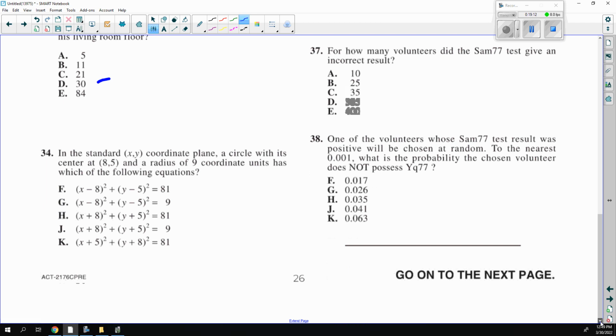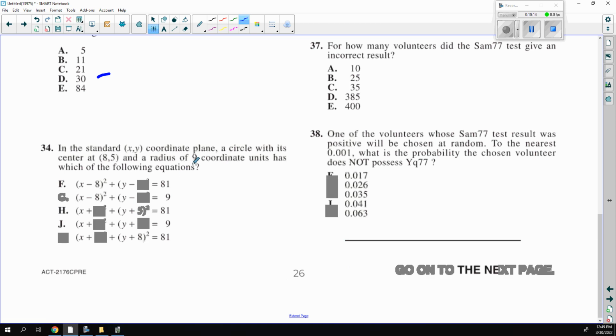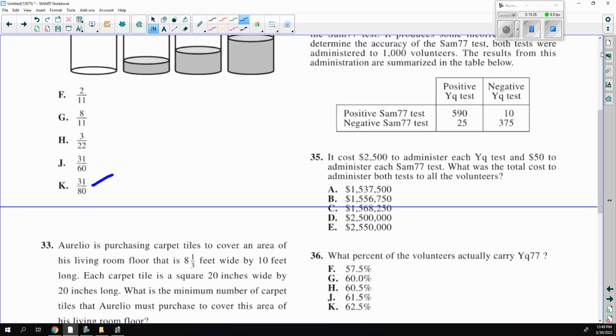All right, we've studied this. Answer opposite and square the 9. So it's x minus 8, x minus 5. 34 is F. Study your circle equation.